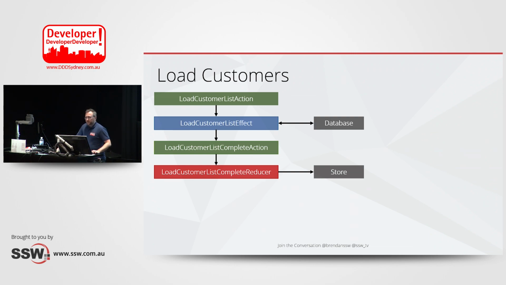This pretty much follows that whole stride we had earlier of how an action flows through the Redux pattern. So we've fired a load customer list action. That's going to call an effect that's going to talk to the database, but that effect can't update our store. So when it's successful, it then raises another action, load customer list complete, and that finally goes through a reducer and will put that list of customers in the store.